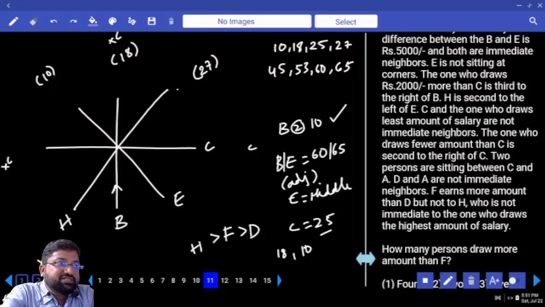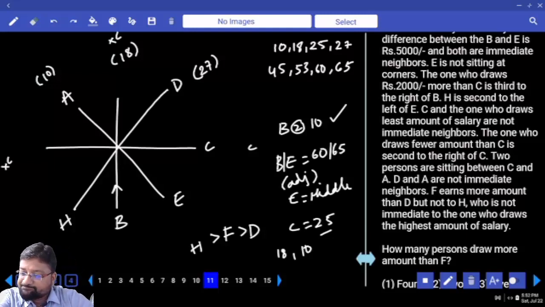Are you all able to understand? 2 persons between C and A. Already there is H, so for sure this is A. D and A are not immediate neighbors, so 100% guarantee this is D. Is this clear to you all? Any doubts? Next line, read.